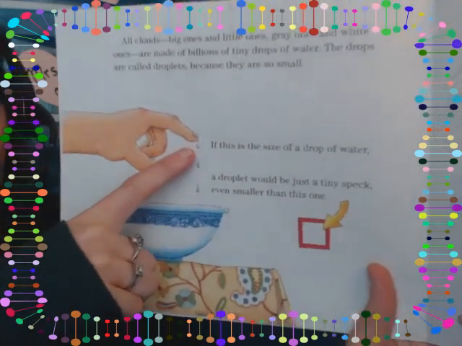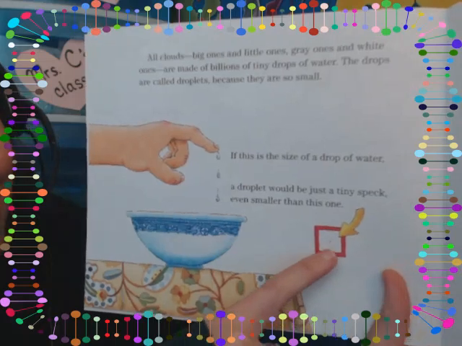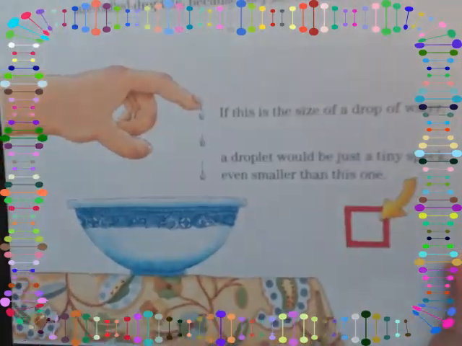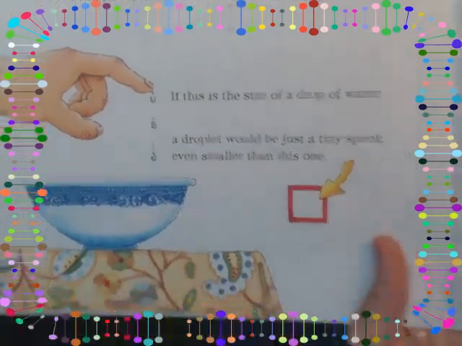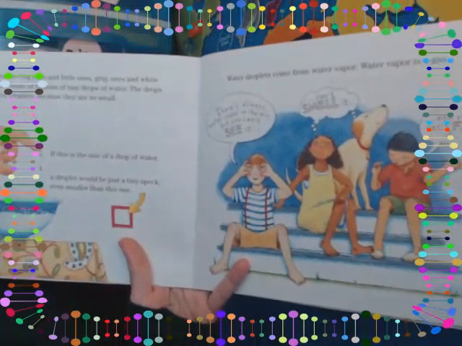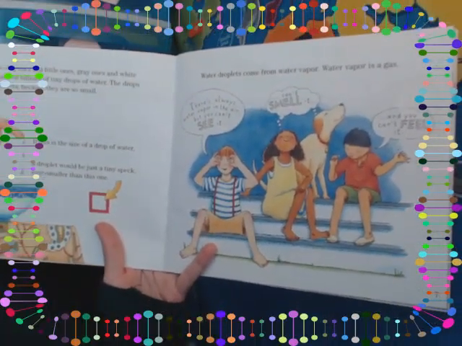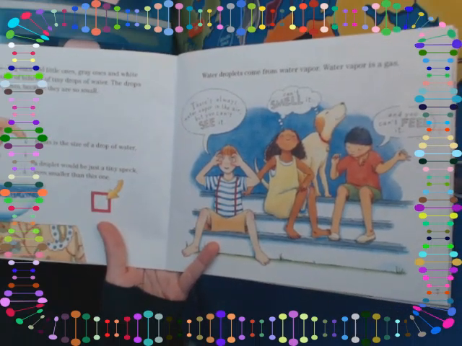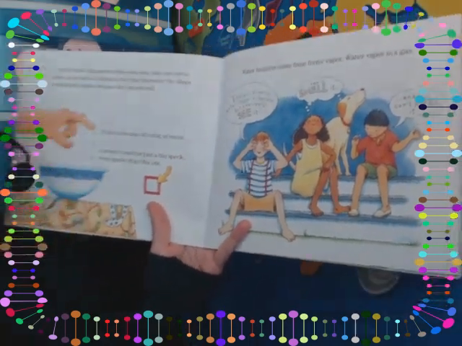If this is the true size of a drop of water, a droplet would be just a tiny speck, even smaller than this one. So a droplet is much smaller than a drop. Water droplets come from water vapor. Water vapor is a gas. There's always water vapor in the air, but you can't see it, can't smell it, and you can't feel it.